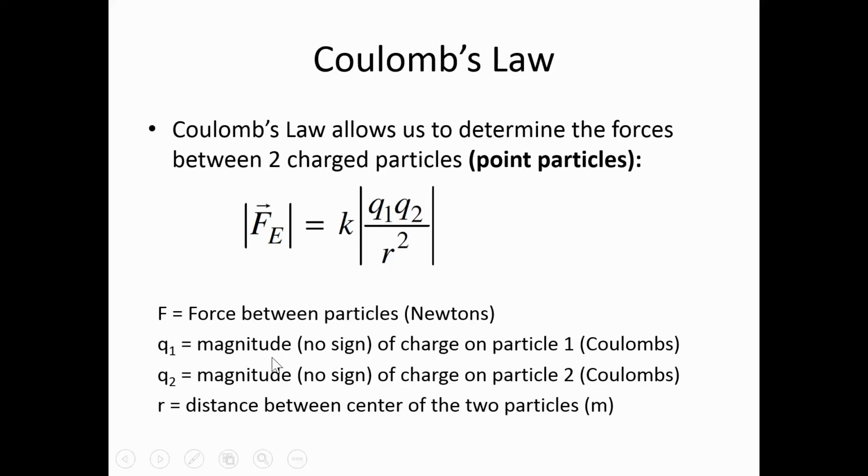q1 is the magnitude, with no sign, of the charge on particle 1. And the charge is measured in a unit called coulombs, which is what we use to measure charge. q2 is the magnitude with no sign, so it's not positive or negative. We just put the amount of charge on particle 2 in coulombs, and r is the distance between the centers of these two particles. So from charge 1 to charge 2, the distance is measured in r.